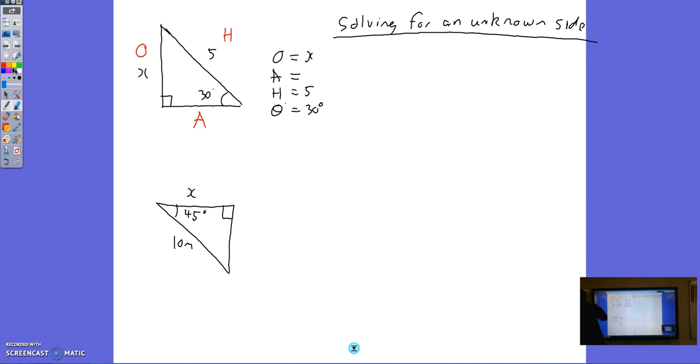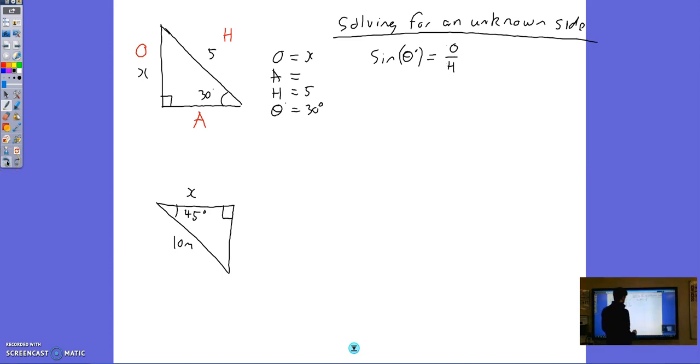And we know that theta is equal to 30 degrees. So if I look at what has been provided, I see that I have O, I have H, and I have theta. So I need a trigonometry function that has O, H, and theta. Now I know that sine of theta is equal to O over H. So that's going to have everything I need. It has my theta, my opposite, my hypotenuse.